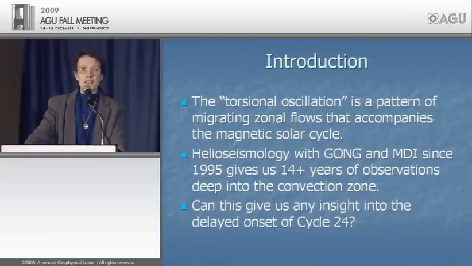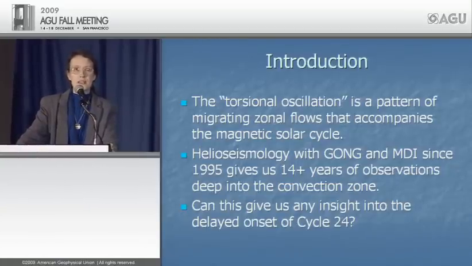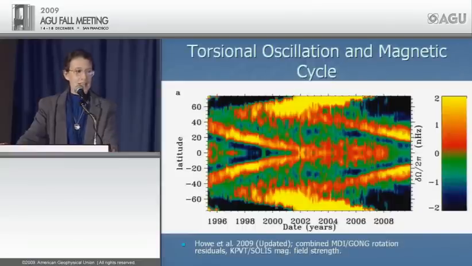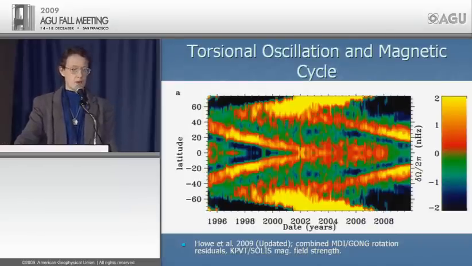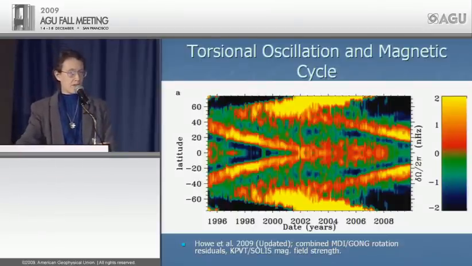And from helioseismology, using sound waves to probe the interior of the Sun, we've been able to observe what this torsional oscillation does within the whole bulk of the convection zone for 14 years now. So what does this tell us about what might be going on with cycle 24? Next. This plot shows the torsional oscillation pattern near the surface as a function of latitude and time, beginning with the start of GONG observations in 1995. The red-yellow is rotating faster than the average at each location, and the blue-green is rotating slower. You can see these fast bands migrating down towards the equator. We started just before the minimum of the previous cycle, and you can follow that band right through.